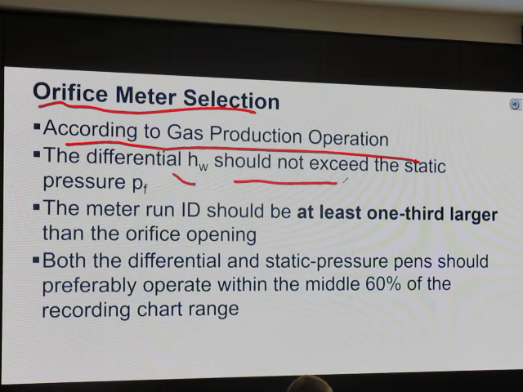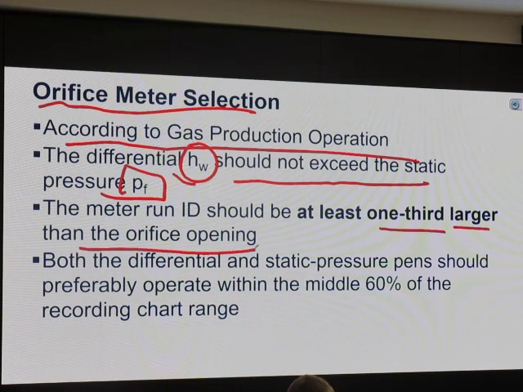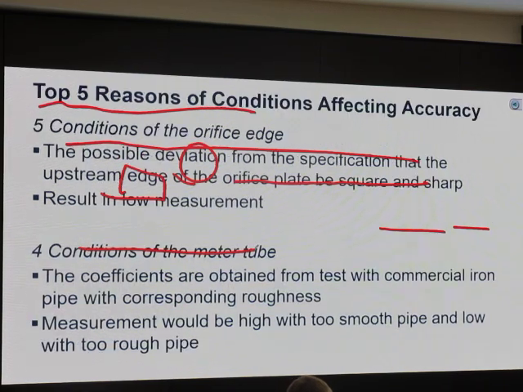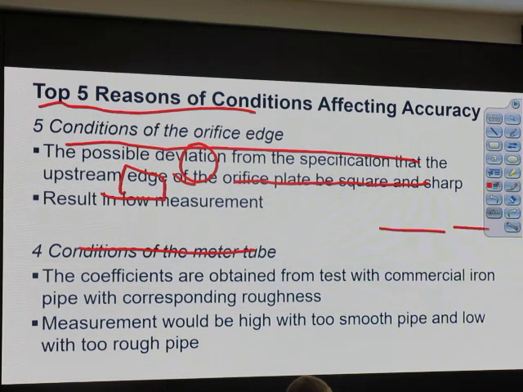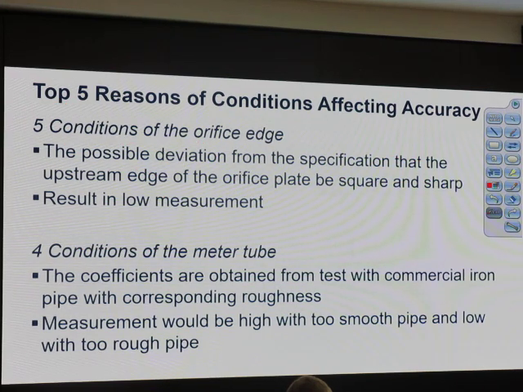Differential should not exceed static pressure. That's, you know, right? The meter run ID should be at least 1/3 larger than the orifice opening. That's roughly how it should be selected. Both differential and static pressure pens should preferably operate within the middle 60% of the reading chart, or between 20 and 80. Top 5 reasons: what are those things that make the reading wrong?